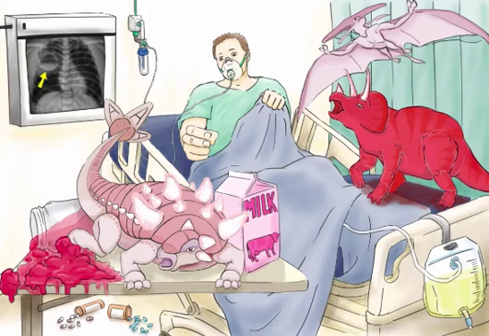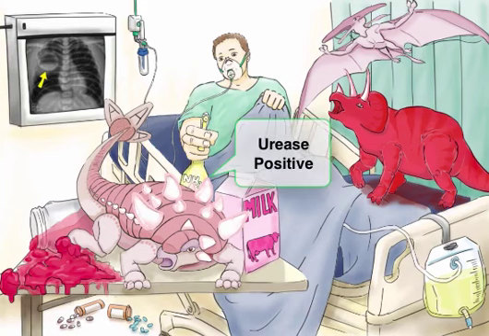And lastly, you should know that Klebsiella is urease positive. So to represent this, we'll use our bottle of ammonia and have the patient spraying Klebsiella specifically. So you know it's just Klebsiella that's urease positive.